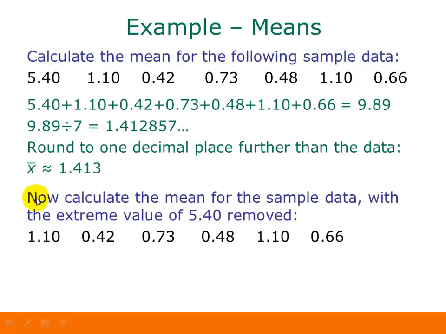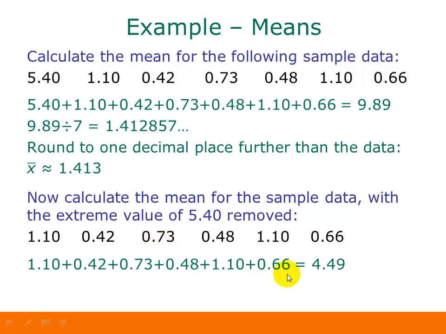Now let's calculate the mean for the same sample data, only with the extreme value of 5.40 removed. Notice that in this setup here, 5.40 is very far away from the rest of the data, so we would consider it an extreme value. If we just remove that value and then calculate the mean, our total of the values is 4.49. This time we're only dividing by 6 because we took a value out, and if we round this to 3 decimal places we get 0.748.